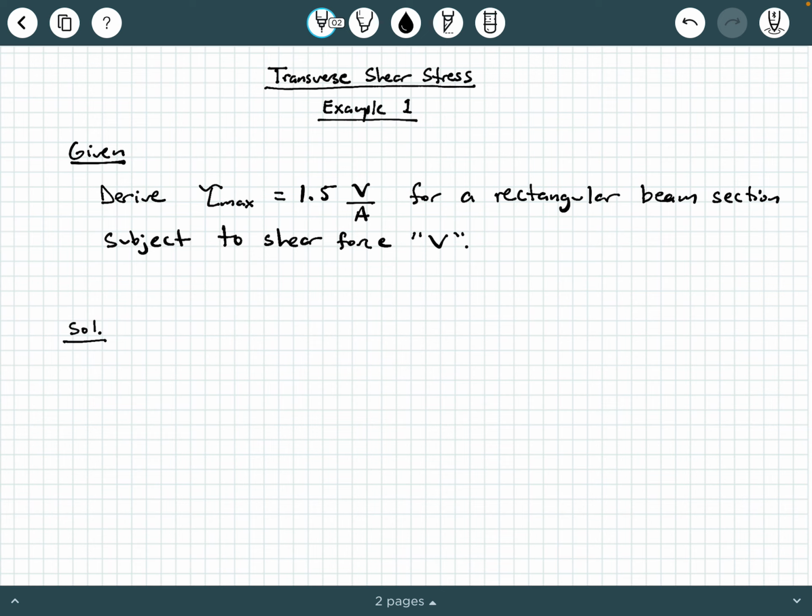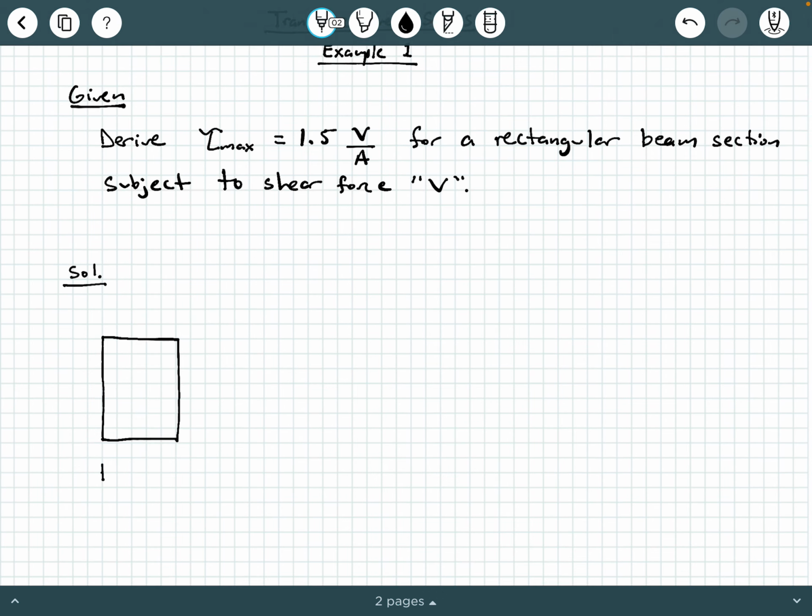So to do that, we're going to sketch out a beam cross section that is rectangular. Let's say that this is our rectangular beam cross section, and the base has a thickness T, and the beam has a height of h. Now, if it's a rectangular beam subject to a shear force V, we can just put V right there.